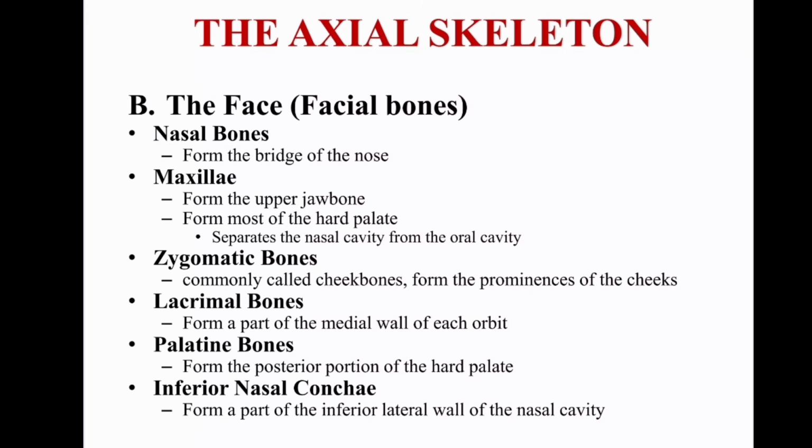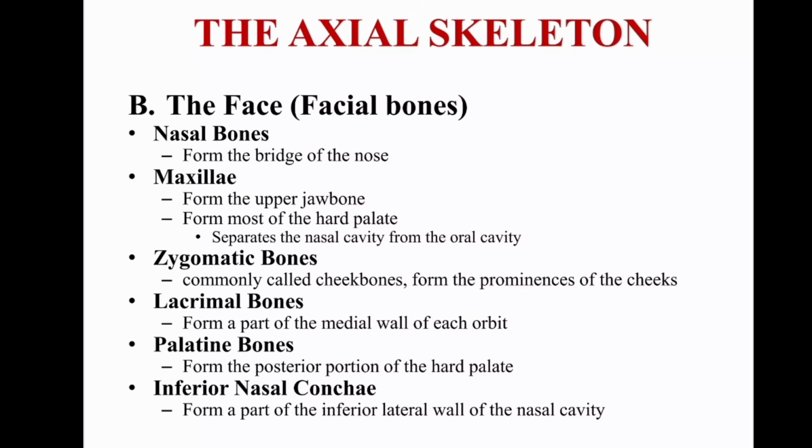The maxilla forms the upper jaw and most of the hard palate. It separates the nasal cavity from the oral cavity. The zygomatic bones are commonly called cheekbones, and they form the prominence of the cheeks.